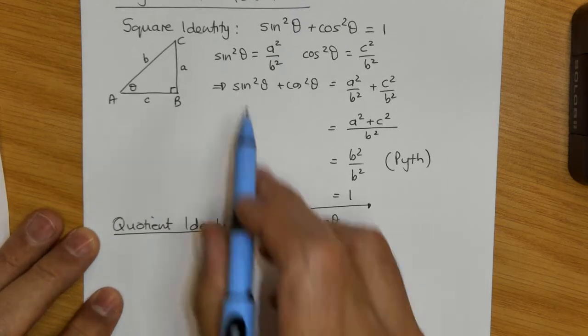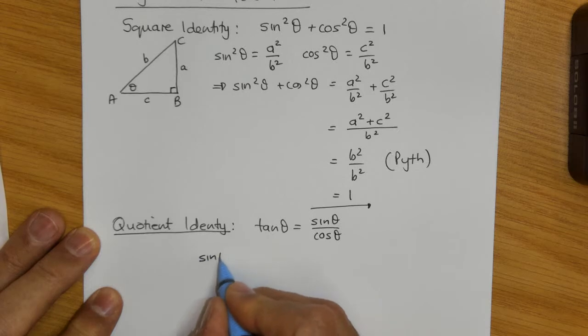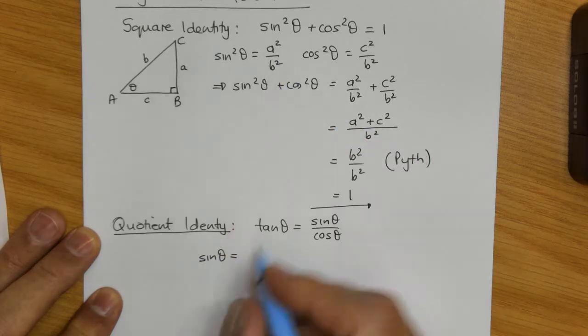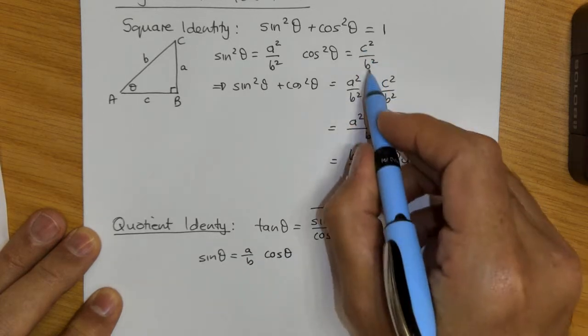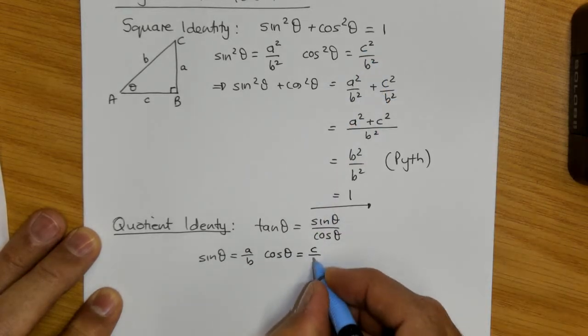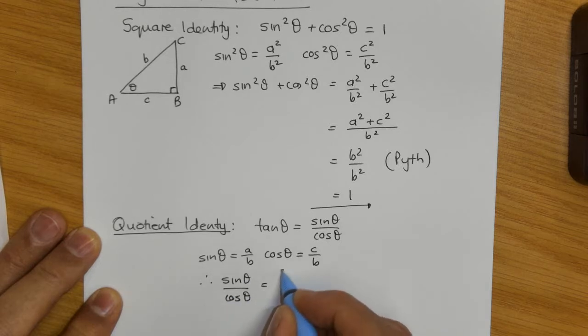We've read off the sine of theta. We've got sine of theta is A over B. The cosine of theta is C over B. Okay, let's see what we get if we divide those two. The sine of theta divided by the cosine of theta is A over B divided by C over B.